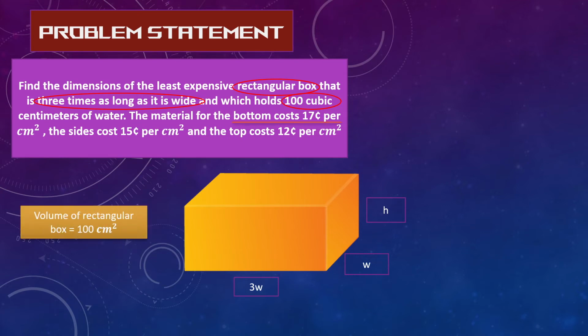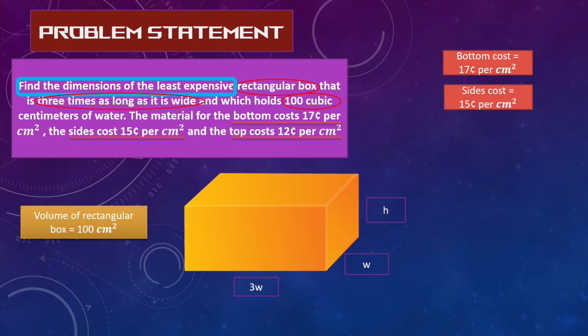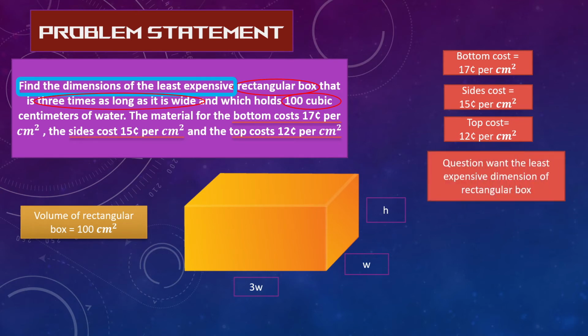The information we get from the question is bottom cost is 70 cents per centimeter square, side cost 50 cents per centimeter square, and top cost 12 cents per centimeter square. And the question wants the least expensive dimension of the rectangular box, so we must find the cheapest dimension to create the rectangular box.